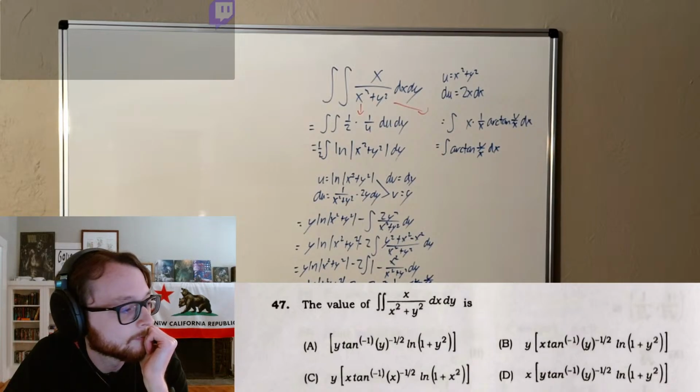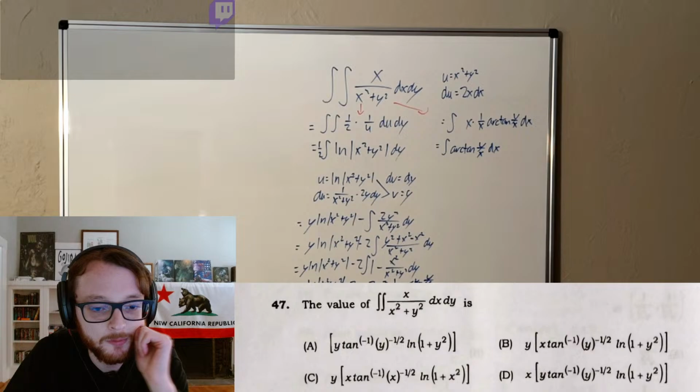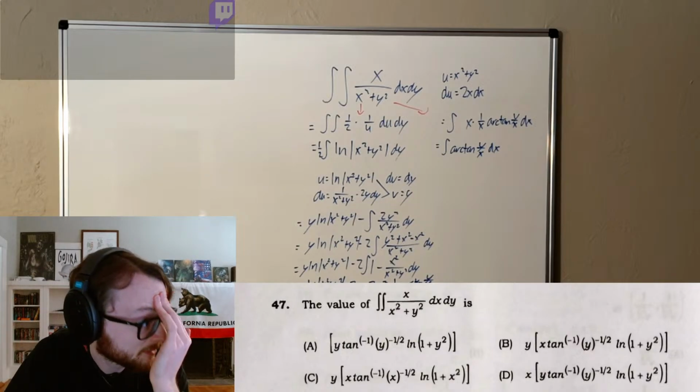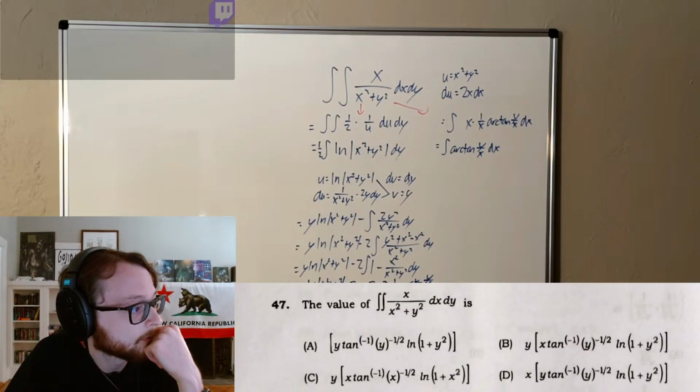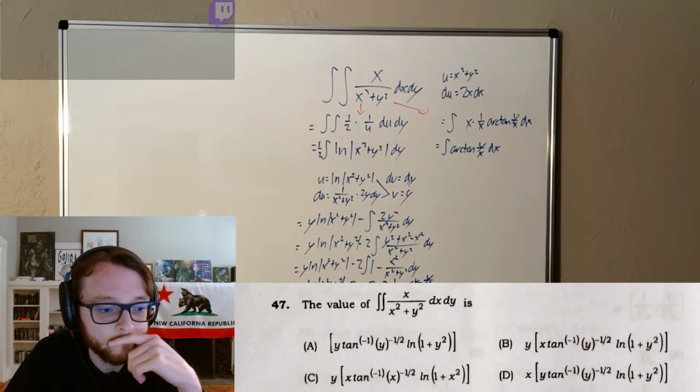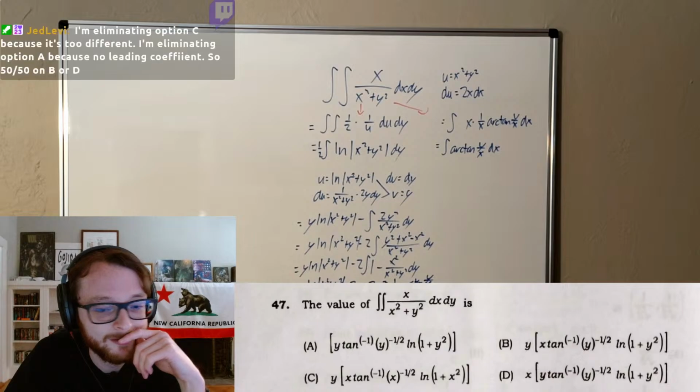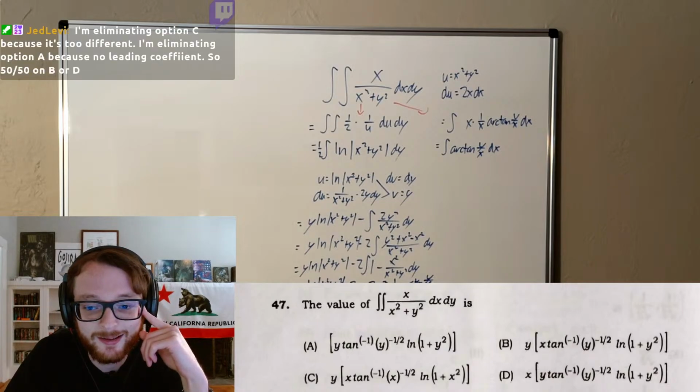So yeah, Rupik, I'm sorry. I think I've made as much progress as I can with this. I don't know what else I can do with it. Option C because it's too different? Honestly, Jed, that's not a bad way to go.